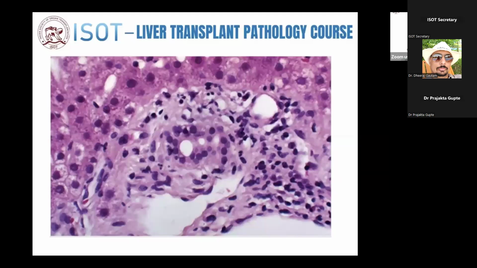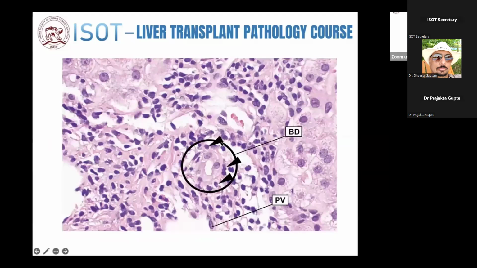We can see this in early changes of PBC, and it can also be seen as a component of autoimmune hepatitis PBC overlap, where we would see a more intense inflammation. Here the portal inflammation is not that intense in this case. So it is less likely here, but I'm just saying that this kind of appearance can be seen in AIH PBC also.